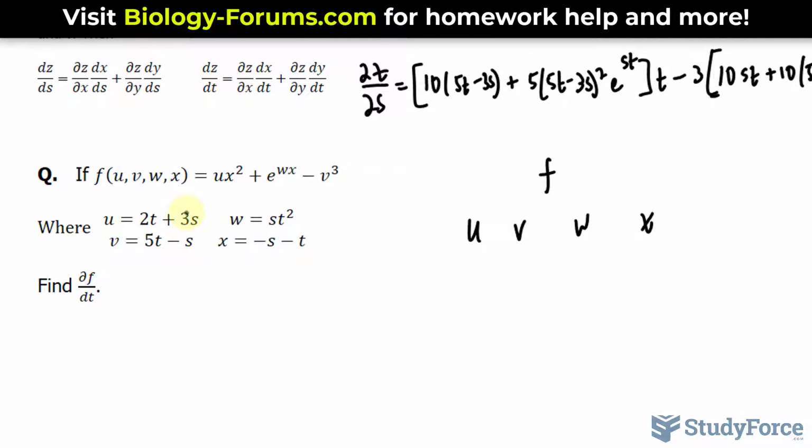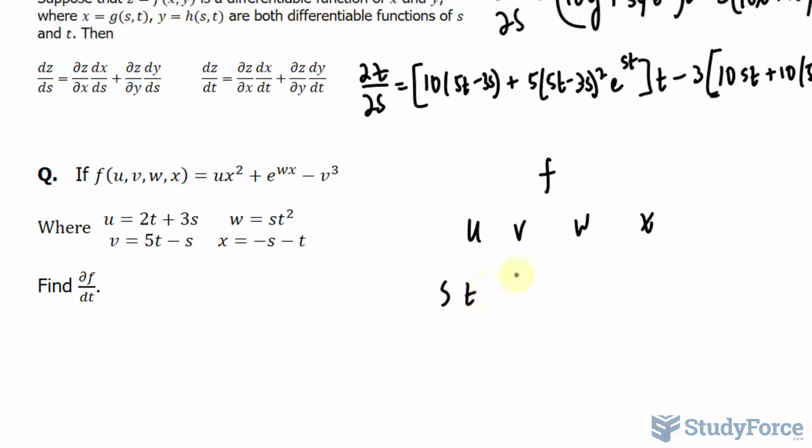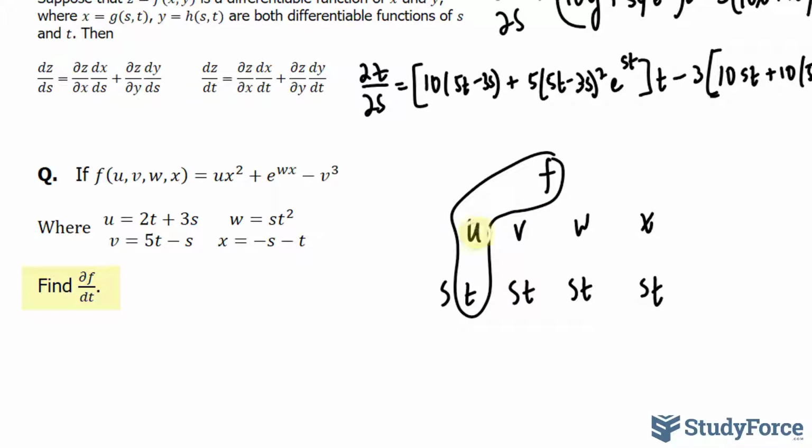And we have 4 separate equations that are in terms of these variables, and they're all in terms of s and t. So we'll write down s and t for each. We're creating a tree essentially to see how we can find the partial derivative using the chain rule. So they want the partial derivative of the function with respect to t. So we're going to find the partial derivative with respect to u and then t, the partial derivative with respect to v and t, w and t, and lastly x and t.